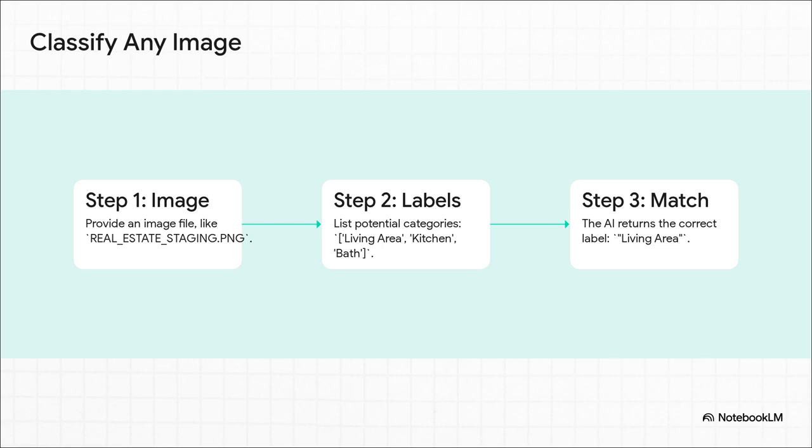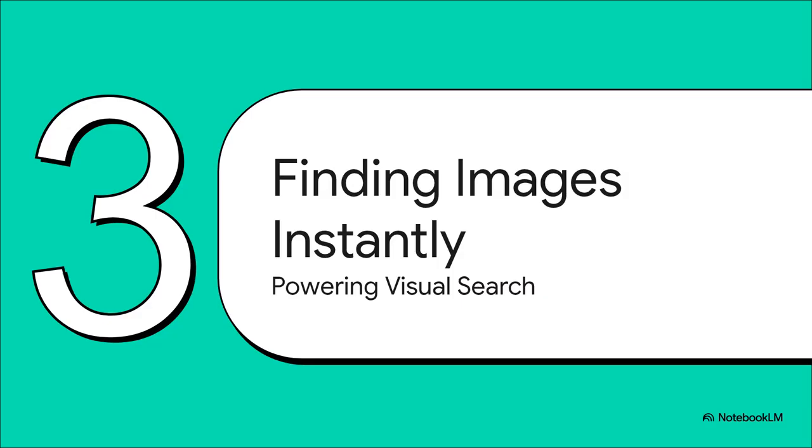You give it a photo, you give it a list of possible labels, like living area, kitchen, whatever, and boom, it instantly spits back the right one. This means you can automatically organize and search through thousands of photos, saving countless hours and making the whole user experience on your site way, way better. All right, let's build on that.